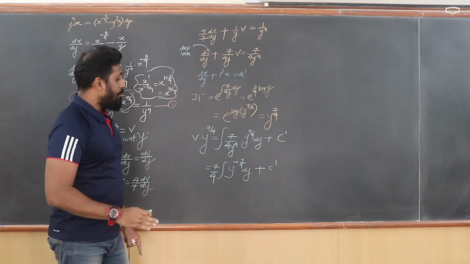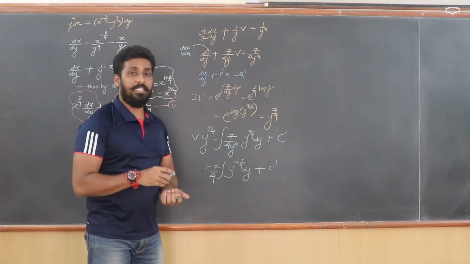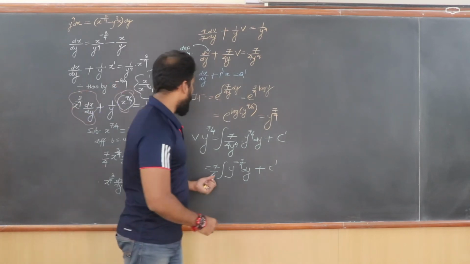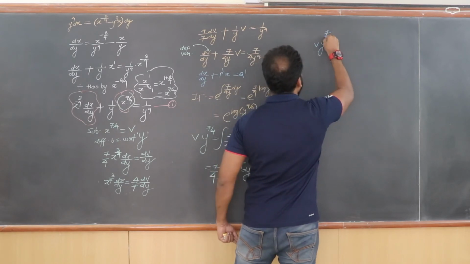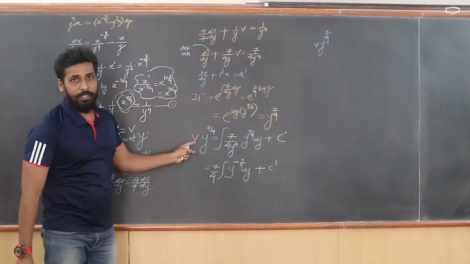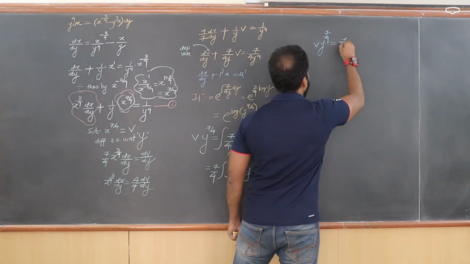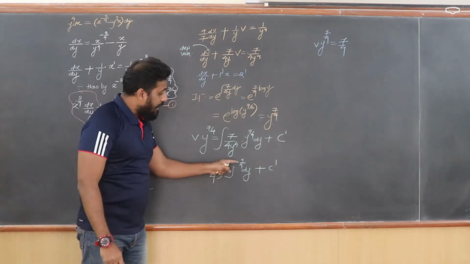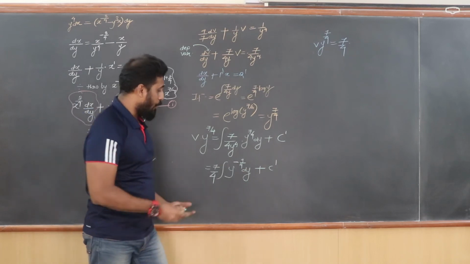Again, everyone remembers how to integrate x raised to n. The integration of x raised to n is x raised to n plus 1 upon n plus 1. So I'll be getting v into y raised to 7 by 4. See the left hand side: v into y raised to 7 by 4 is equal to, again, 7 by 4 times the integral of x raised to n, the answer being x raised to n plus 1 upon n plus 1.